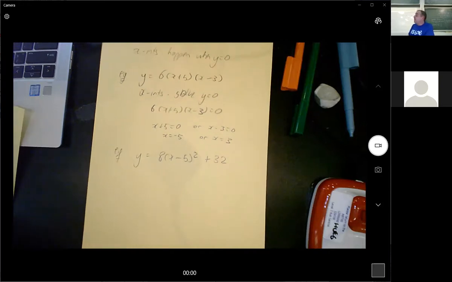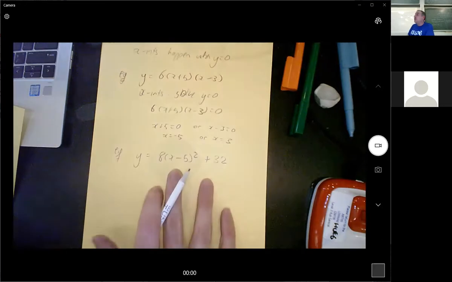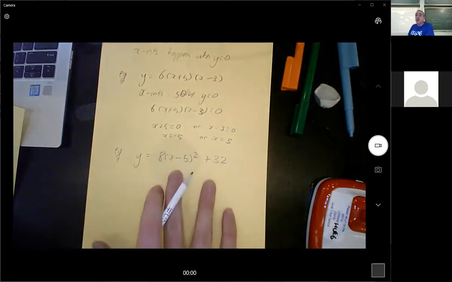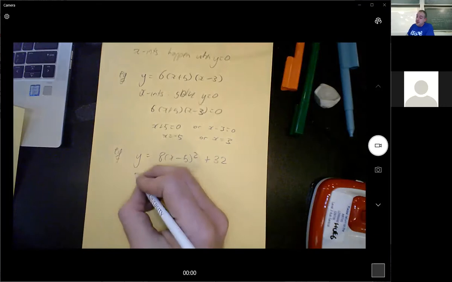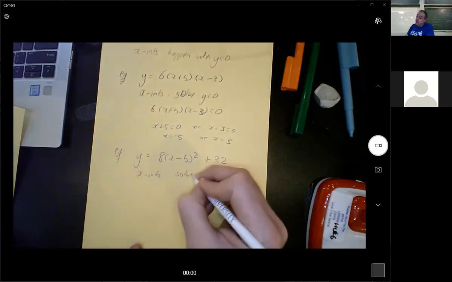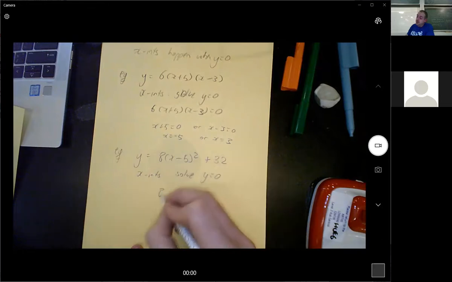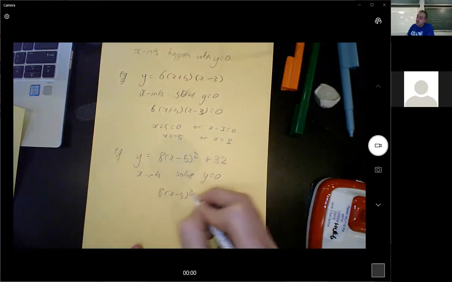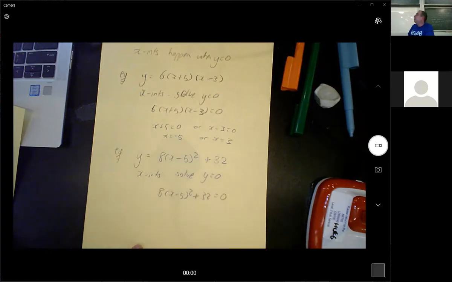In that case, it's not written in factorized form, so I don't know what the zeros are at the moment, but I can find the x-intercepts by solving y equals 0. Like that. And this only has one x in it. And so I can peel off the different things that have been done to x. So what's happened to x? It's been minus 5 and then squared and then times by 8 and then plus 32. I'll remove all of those pieces one at a time.